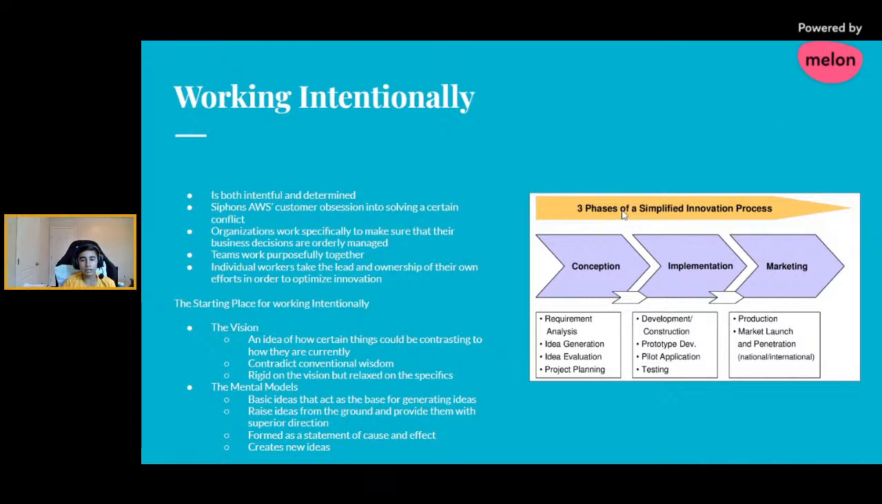And you can see the three phases of a simplified innovation process on the right. So, conception, implementation, and marketing. For conception, we have requirement analysis, idea generation, idea evaluation, and project planning. And then for implementation, we have development/construction, the prototype development, pilot application, and testing. And then marketing is when you launch the product, of course. So production and market launch and penetration. So that's national and international, or national or international, depending on your specific product and your specific business.